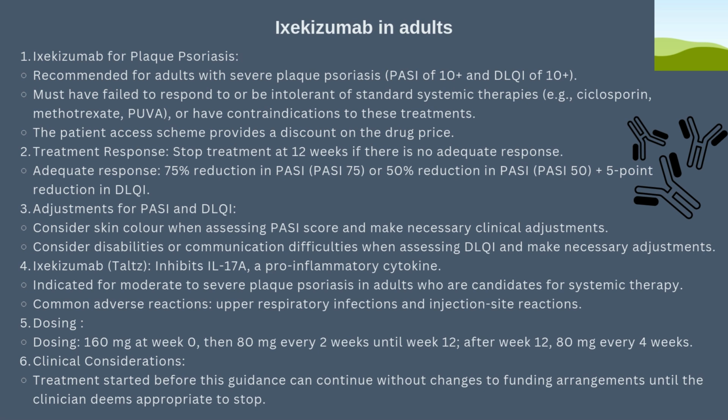Treatment response: stop treatment at 12 weeks if there is no adequate response. Adequate response: 75% reduction in PASI, PASI 75, or 50% reduction in PASI, PASI 50, plus 5-point reduction in DLQI. Adjustments for PASI and DLQI. Consider skin color when assessing PASI score and make necessary clinical adjustments. Consider disabilities or communication difficulties when assessing DLQI and make necessary adjustments.